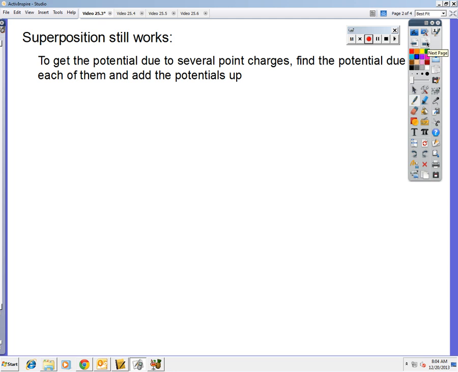Now let's say we've got several point charges. Well, what we do is we find the potential for each of them and add the potentials up. What the equation sheet says is that the potential equals the sum over i of k times Qi over ri, where Qi is the ith charge and ri is the distance from our point to that charge. So this would be kQ1 over r1 plus kQ2 over r2 plus and so on.